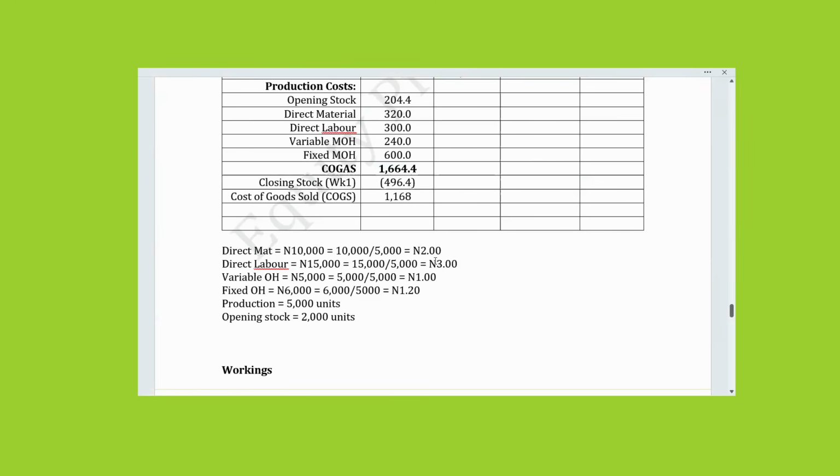So by the time I put everything together, 2 naira plus 3 naira, that's 5 naira. Plus 1 naira, that's 6 naira. Plus 1 naira 20 kobo, that's 7 naira 20 kobo. Therefore, to value my opening stock, I would say 2,000 units multiplied by 7 naira 20 kobo. Whatever I get, that will be the value. Amara, is it clear now? Very well, sir. Thank you so much, sir.